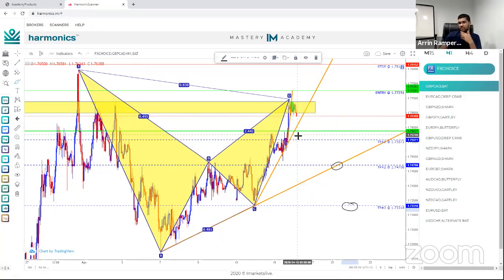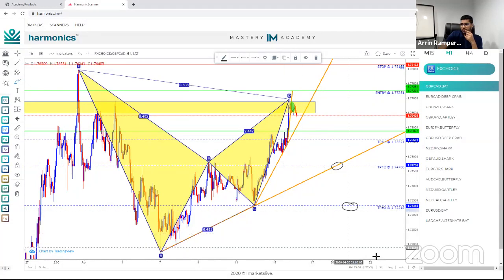If you want, you could set a 20 pip take profit, a 50 pip take profit, and forget about the rest. Or you could take a 20 pip take profit first and then trail the rest straight down to here. That's your choice. But again, guys, just take 20 pips. So everybody got that so far?